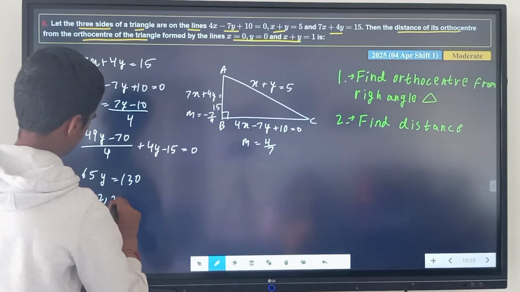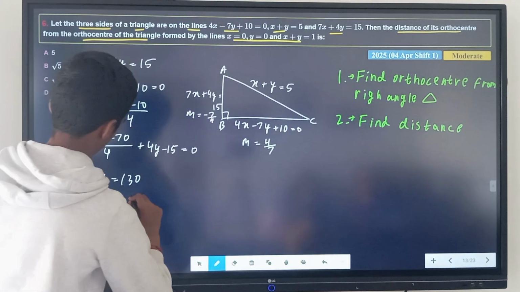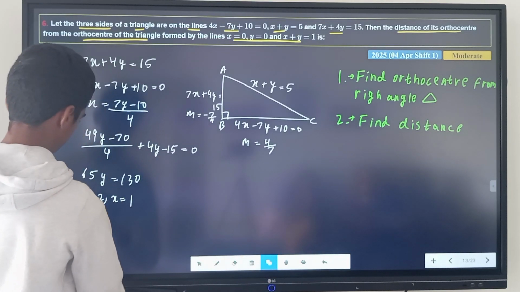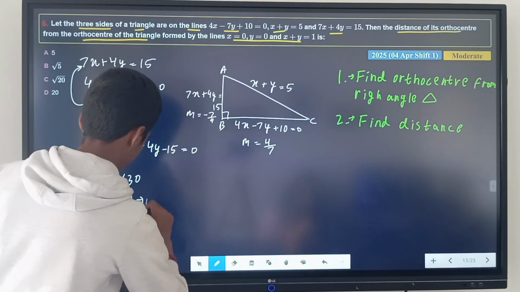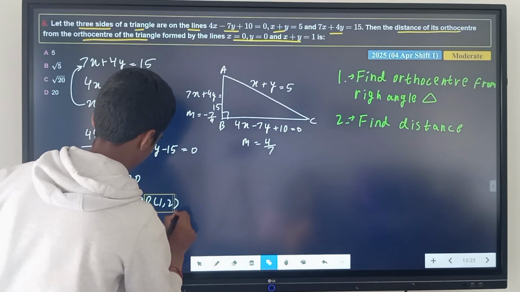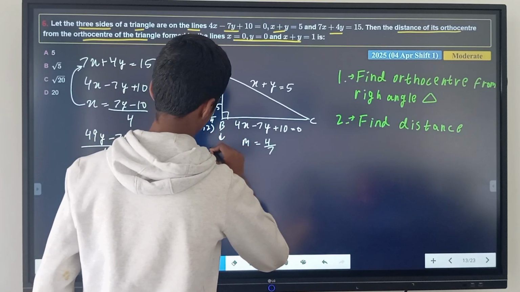If y is equal to 2, then x will be equal to 14 minus 10, 4 upon 4, which is 1. From here, we will get B is (1, 2), and B is the orthocenter.